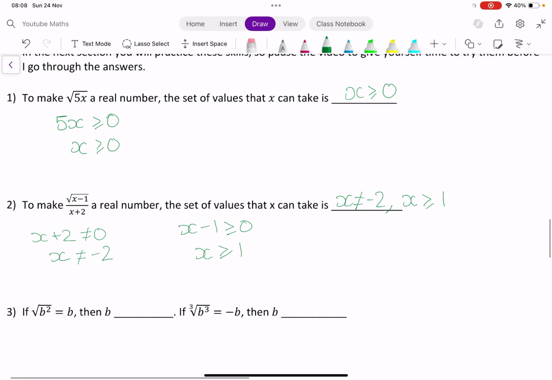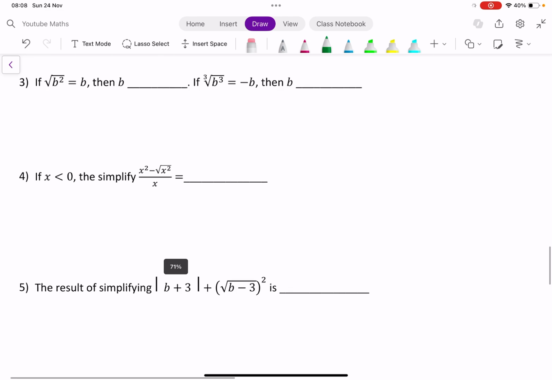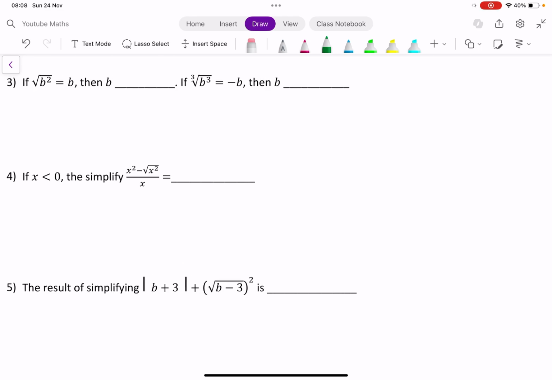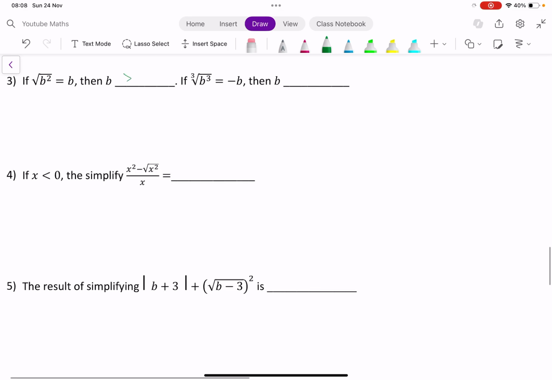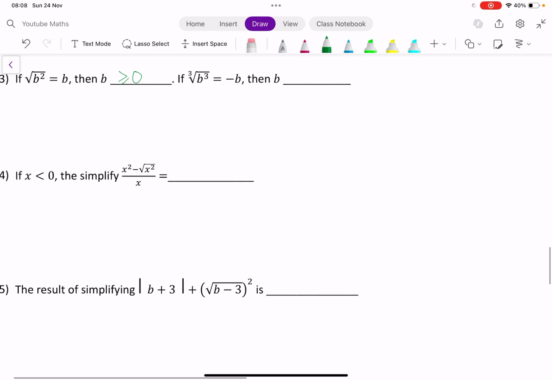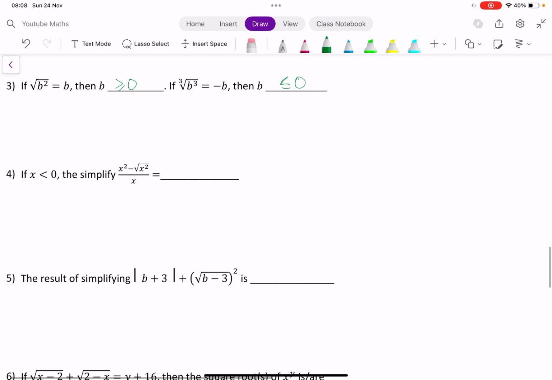Okay, we'll scroll down to number 3 now. If b squared is b, then b has to be greater than or equal to 0, and if the cubed root of b cubed is minus 3, then it has to be less than or equal to 0. It cannot equal a positive number because the answer is negative.